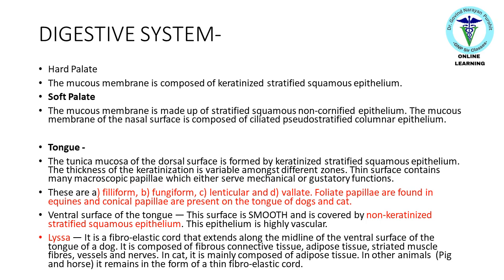These are A. Filiform, B. Fungiform, C. Lenticular, and D. Vallate. Foliate papillae are found in equines and conical papillae are present on the tongue of dogs and cats.